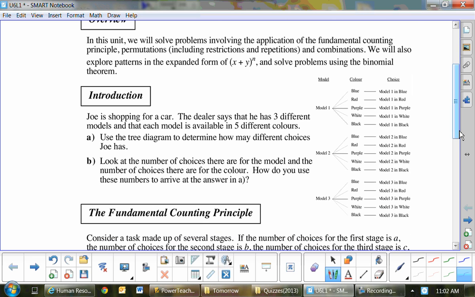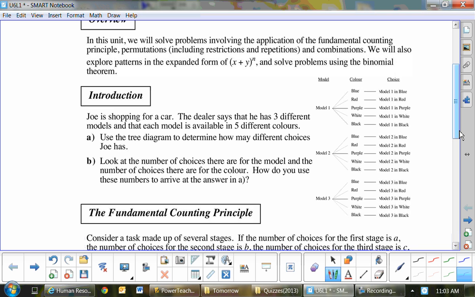Now, today, first thing we're going to be talking about is the fundamental counting principle. The fundamental counting principle is, simply put, that we want to count the different options or different types of options, and then we're going to multiply them together.